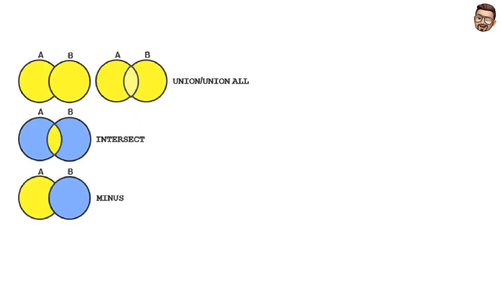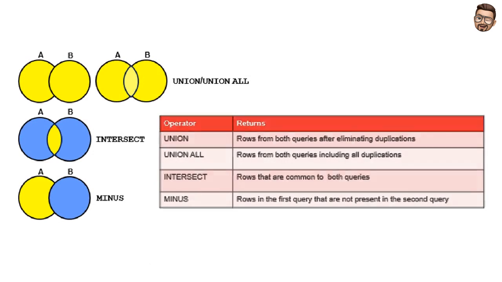These are the operators that we cover in our lesson. The first one is union. It returns rows from both queries after eliminating the duplications. The second one is union all. It returns rows from both queries including all duplications. The third one is intersect. It returns rows that are common to both queries. Last but not least, minus operation. It returns rows in the first query that are not present in the second query.